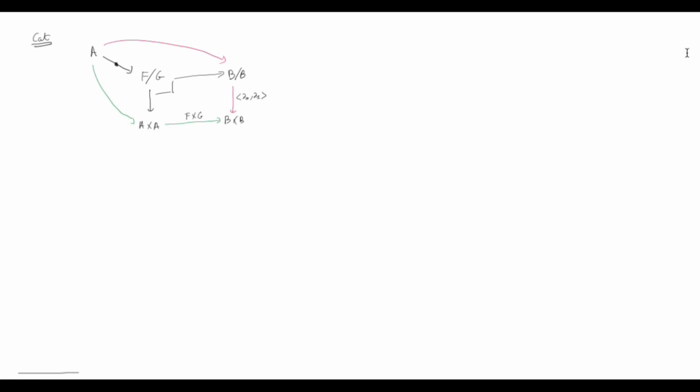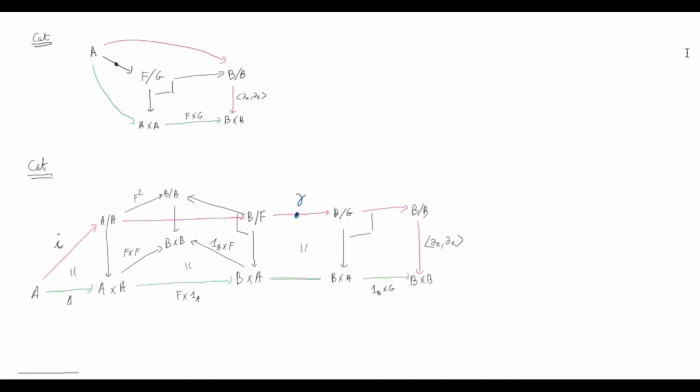That is, delta 0, delta 1 composed with this red arrow will be equal to the functor F cross G composed with the former green arrow. And if we have a pair of such functors, then it defines uniquely a functor from A to F over G. And we can check that if we give ourselves this gamma from B over F to B over G, we can indeed define such a pair of functors. So it uniquely defines a functor from A to F over G, which is a natural transformation by previous slides.